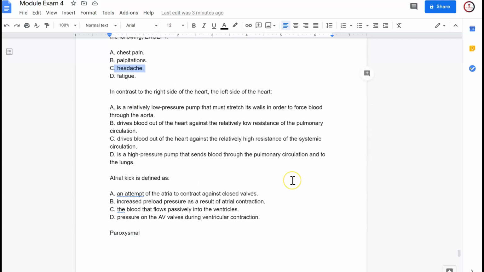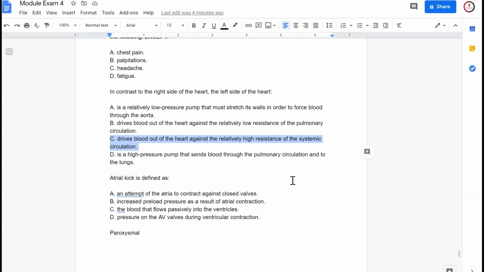In contrast to the right side of the heart, the left side of the heart is a relatively low pressure pump that must stretch its walls in order to force blood through the aorta. No, because the right side of the heart doesn't pump through the aorta. Drives blood out of the heart against a relatively low resistance of the pulmonary circulation. Yes, so far I like that one. Drives blood out of the heart against a relatively high resistance to the systemic circulation. No, that is the left side of the heart. So yes, that is the left side of the heart.